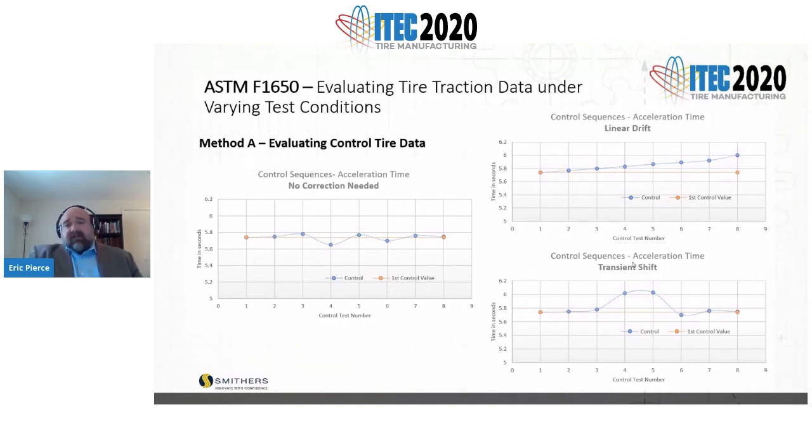On the lower right, we're getting a transient shift, basically an abrupt increase in the control acceleration time in seconds before it returns back. This also would require corrections to the data in order to compensate for the transient shift that occurs.